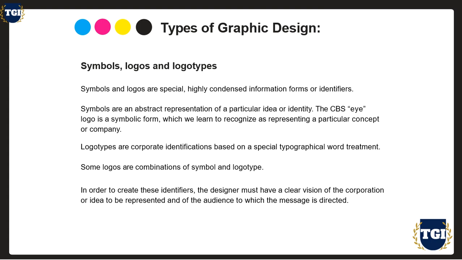Symbols are an abstract representation of a particular idea or identity. A logo is a symbolic form which we learn to recognize, representing a particular concept or company. Logo types are corporate identification based on a special typographical word treatment. Some logos are a combination of symbols and logo types. We are going to look at that.